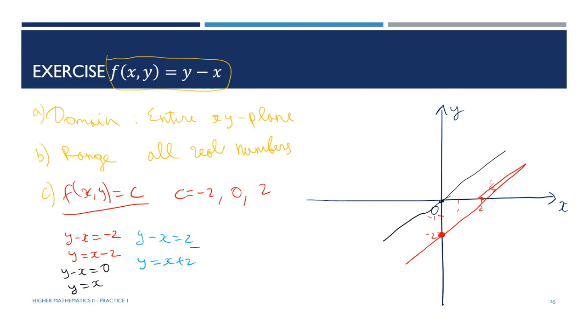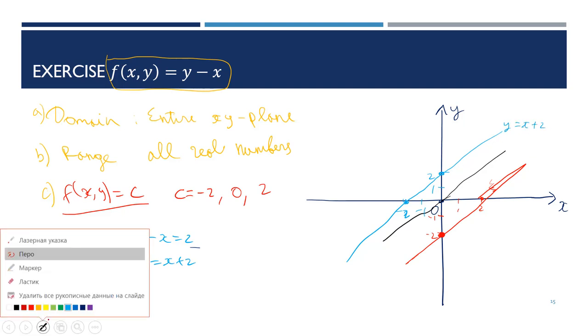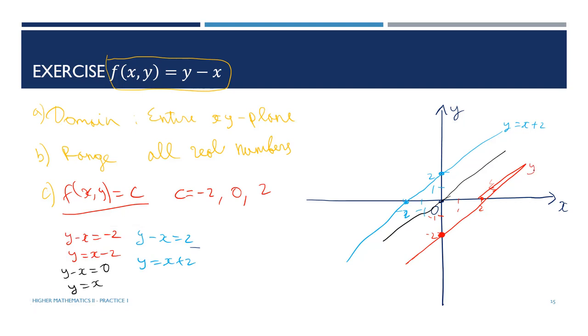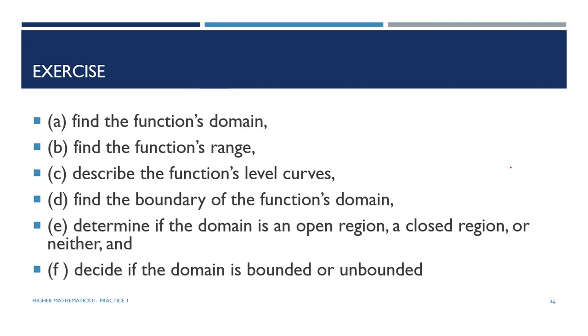Okay, the last one, y equals x plus 2. When I plug in 0, I'll get y equals 2. When I plug in 0 there, I will get x equals -2. This is gonna be the graph of y equals x plus 2, and this is gonna be y equals x minus 2. And finally the middle one, y equals x. Okay, we are done with the third question.